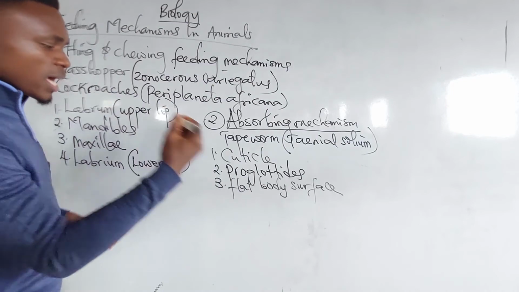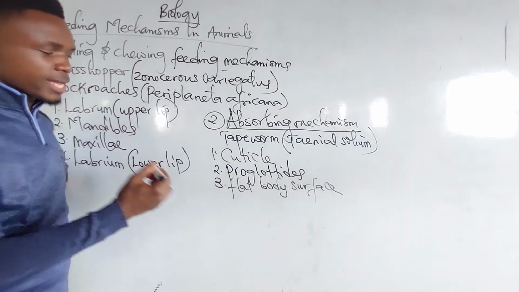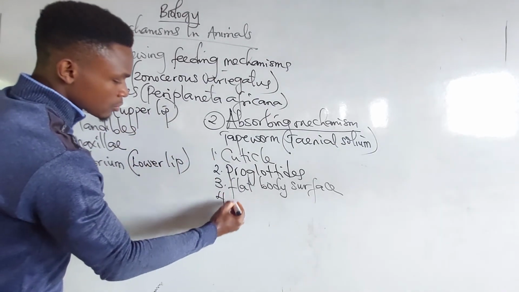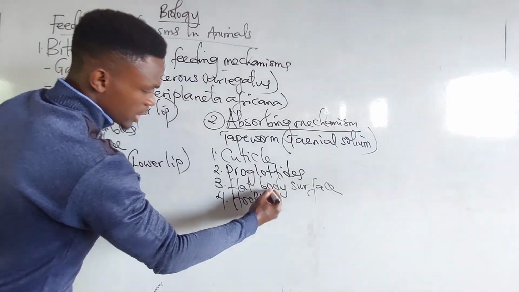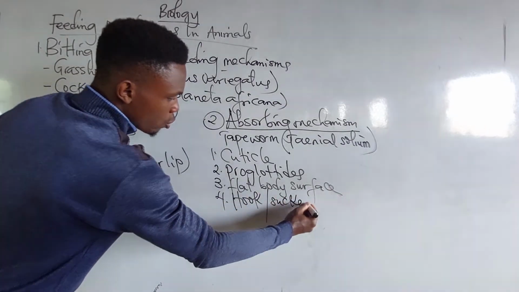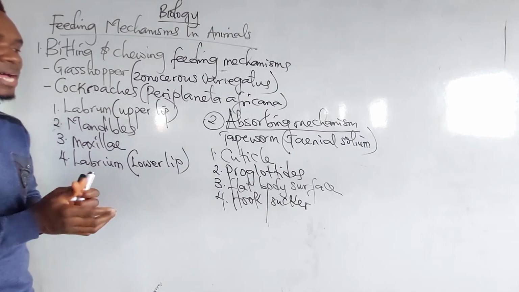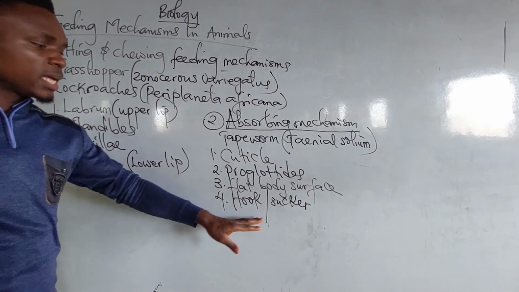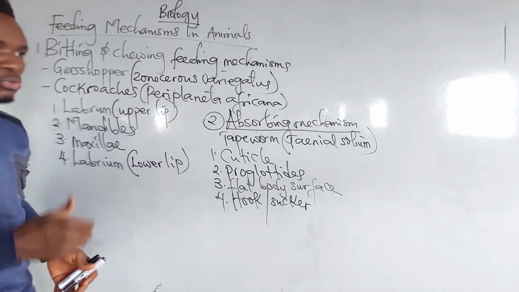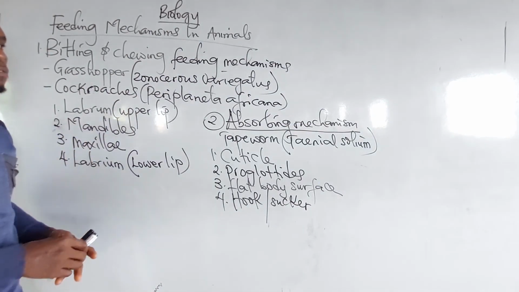Of course, I told us in the initial class that the tapeworm has the hook and sucker. The hook gives it the ability to stick or attach itself to the host. Then the sucker is what it uses to suck food materials from the host.